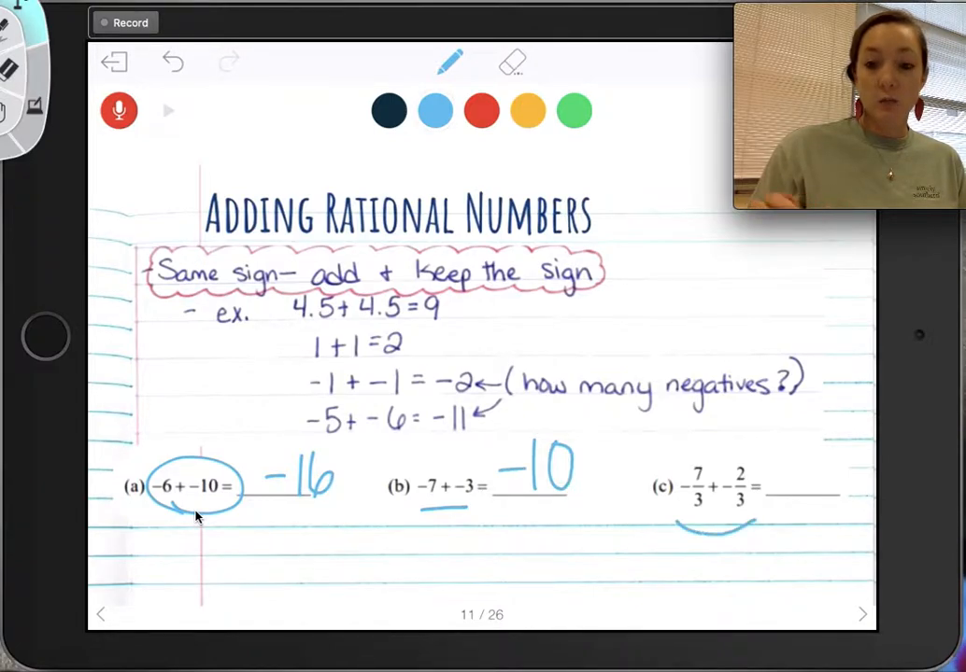Remember fractions, when we add or subtract, we have to make sure we have a common denominator. And we're adding two negative numbers, so we're going to add the numerators to 9, keep our denominator, and make sure it's negative. Okay?